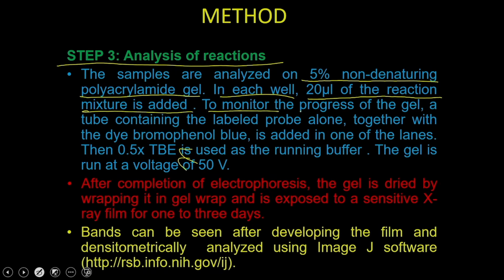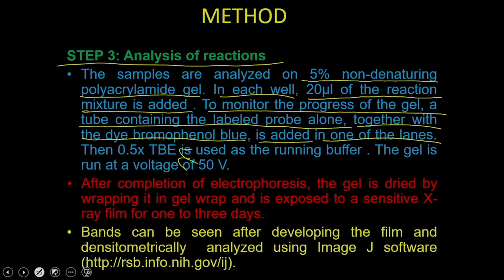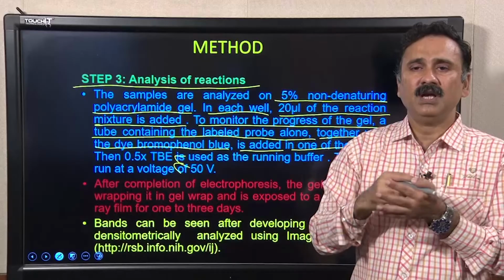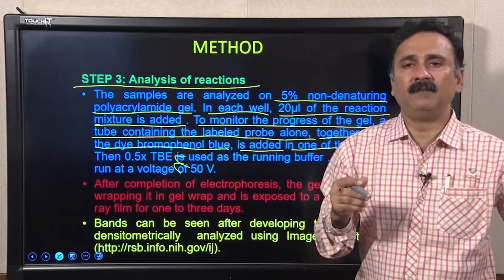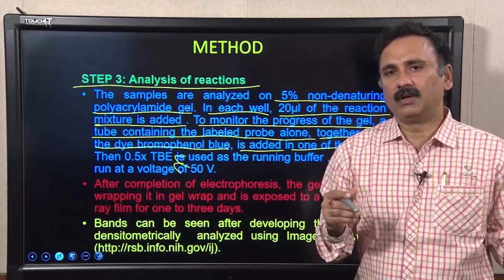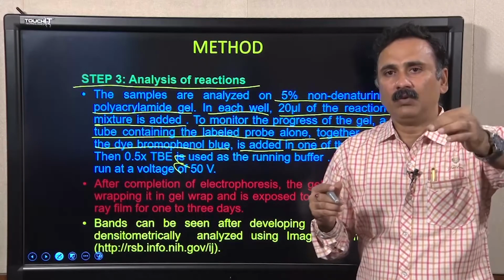To monitor the progress of the gel, a tube containing the labeled probe alone together with the dye bromophenol blue is added in one of the lanes, so that you will be able to see how far the DNA will migrate if the protein component is not available, because that will be your reference point for how much shift of the DNA band you are getting when you add the nuclear extracts.